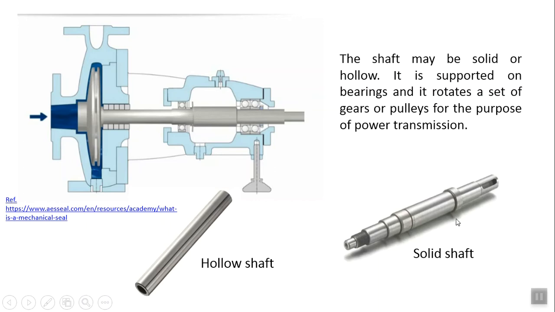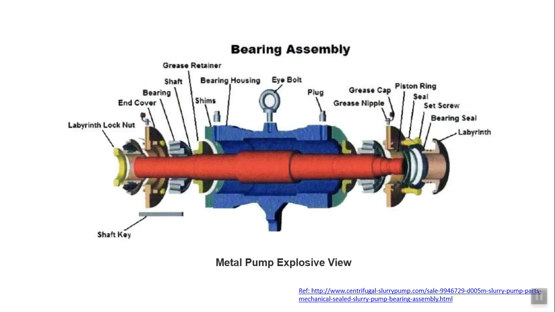If you compare with this particular solid shaft figure, then this shaft has different types of diameters. So we call it a stepped shaft, where the shaft has different diameters. Usually in the center the shaft has the highest diameter compared to the other ends, and sometimes to save weight, if strength is not the issue, we will make hollow shafts also. Generally the shaft is supported in bearings, and it rotates a set of gears or pulleys for the purpose of power transmission. So this is basically a definition of shaft.